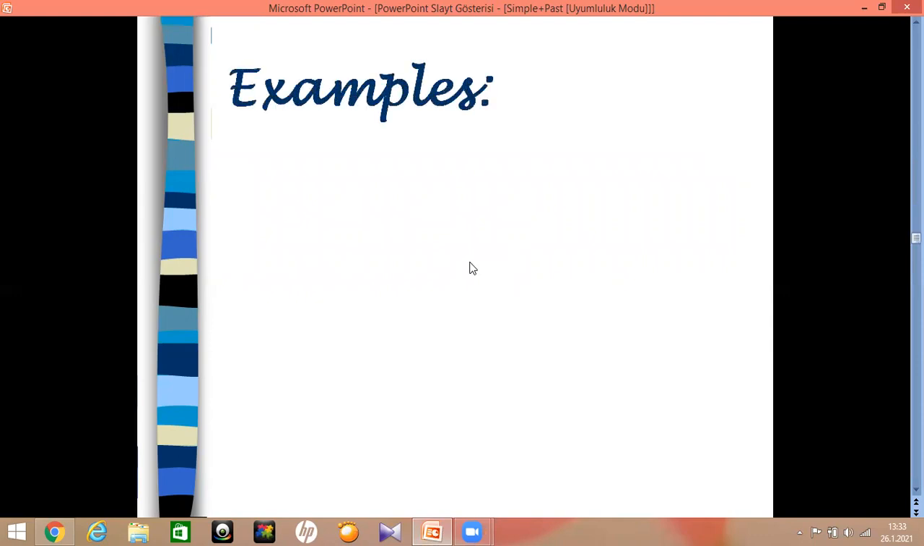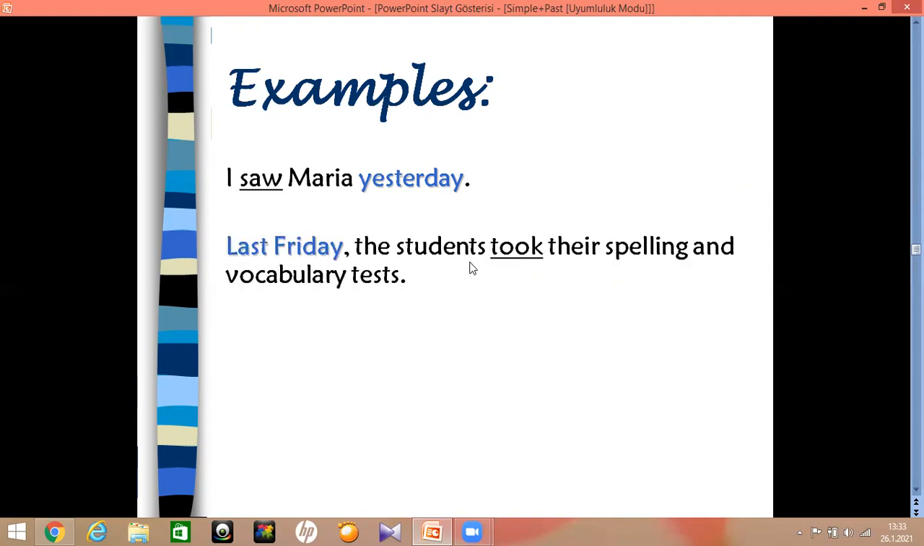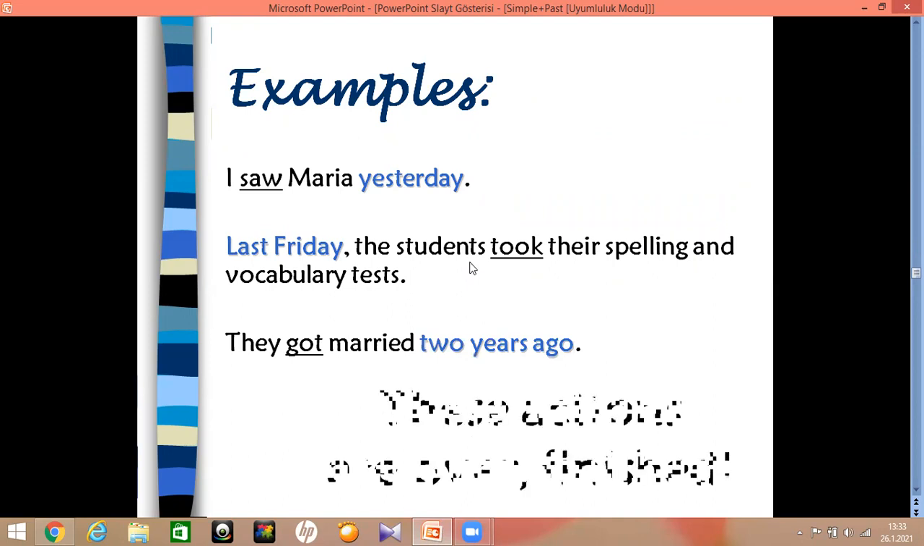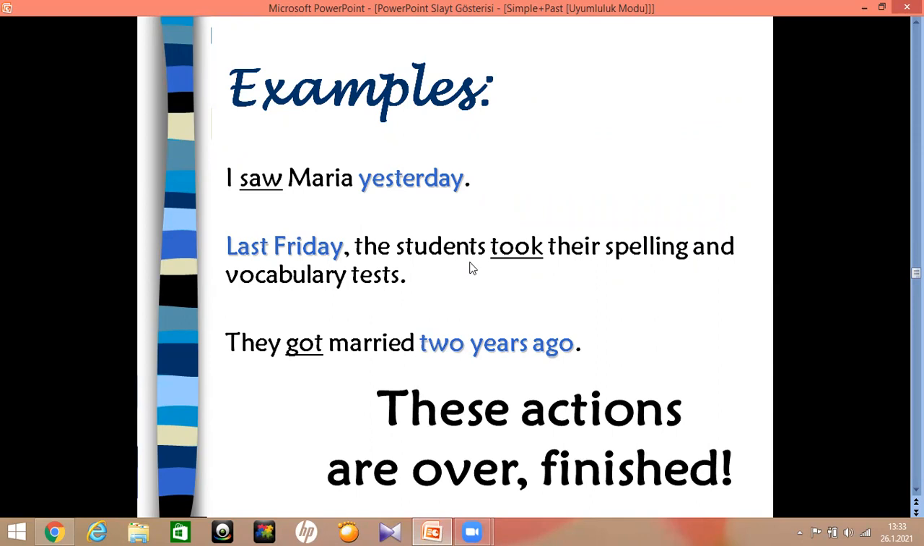Let's see the examples. I saw Maria yesterday. Last Friday, the students took their spelling and vocabulary tests. They got married 2 years ago. These actions are over, finished. So we use simple past tense, as you see, with the time expressions. And we use the past form of the verbs.